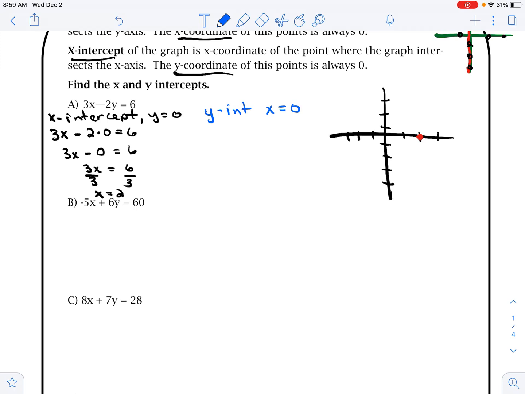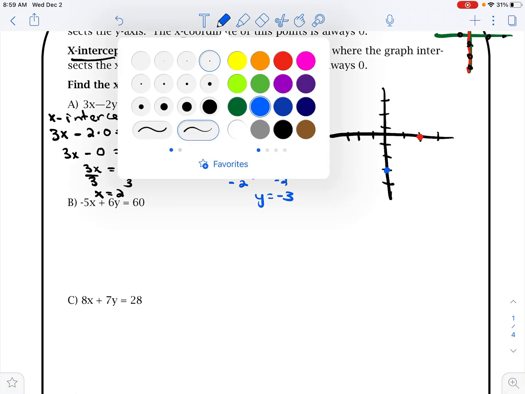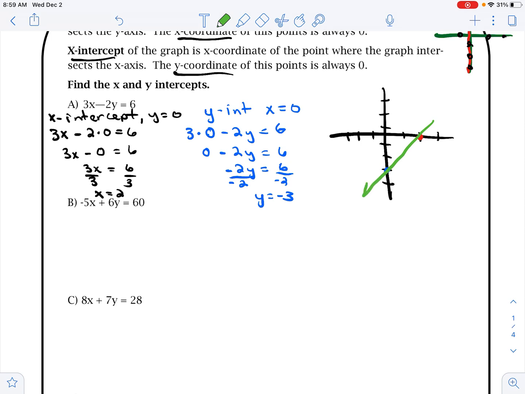I'm going to make x equal 0. So 3 times 0 minus 2y equals 6. One thing we have to make sure of is 3 times 0 is 0, minus 2y, so 0 minus 2y makes that negative 2y. Don't forget that negative. Then divide by negative 2, so y is equal to negative 3. That is the y-intercept. I go to negative 3 on my y-axis, and then we connect it to form our line. That's how we go about doing it.